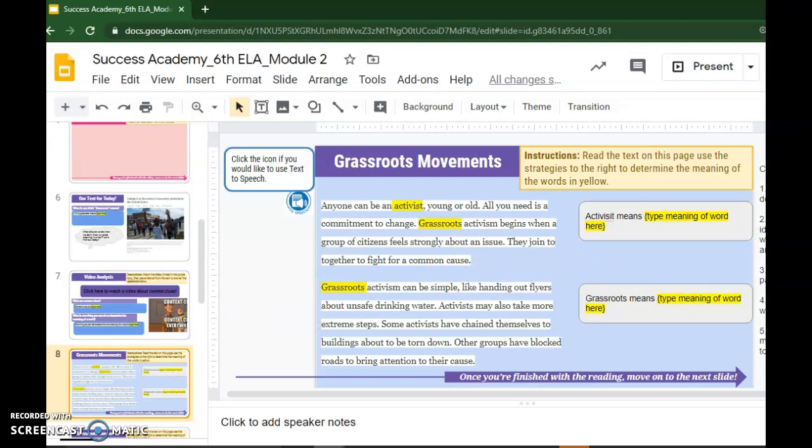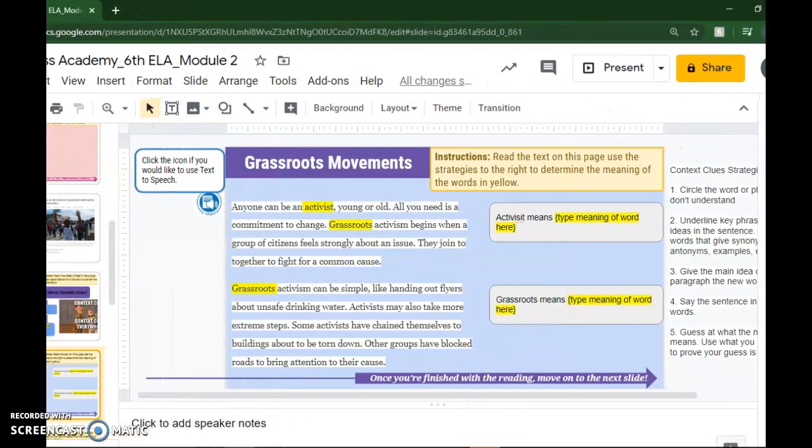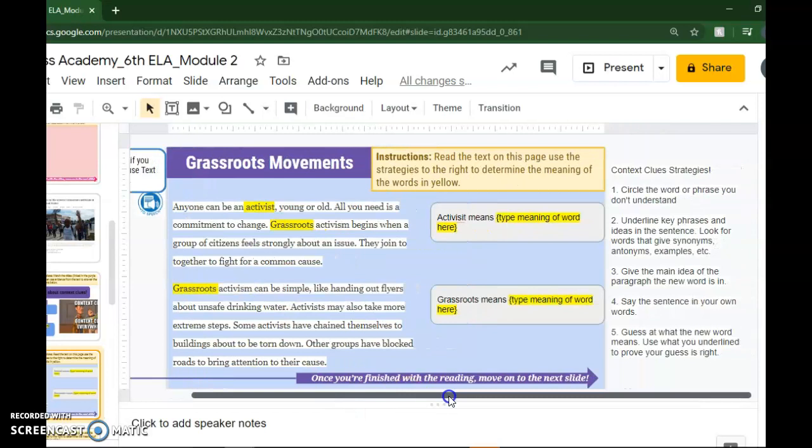Now, if we look over here, and I'm going to drag this so you can see, there's 3 words that are highlighted, 2 of which are the same, and we're going to find out the meaning of this. So let's start. It says my title is Grassroots Movements. It says anyone can be an activist, young or old. All you need is a commitment to change. Now we're going to use these strategies to try to figure out, what does this word activist mean?